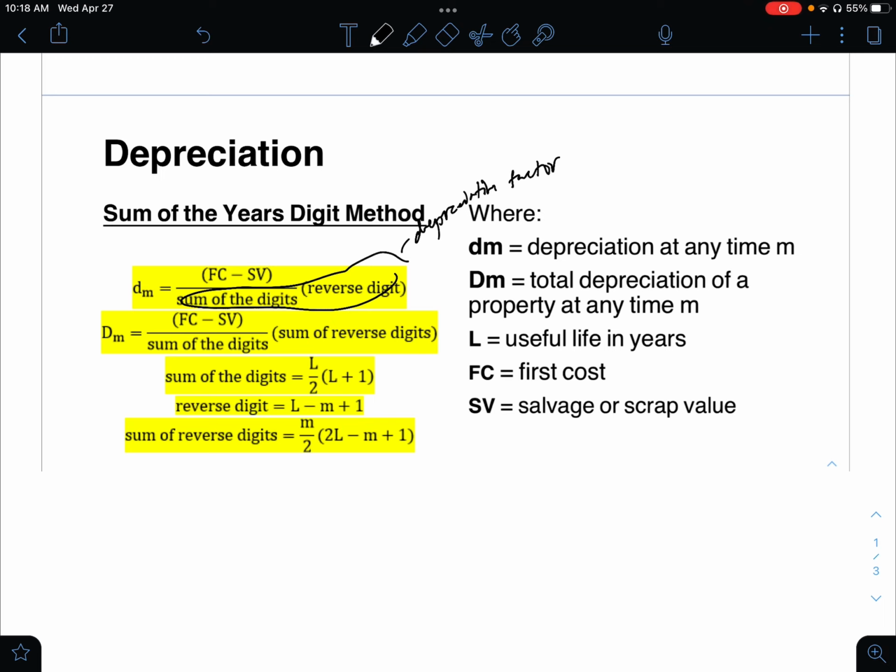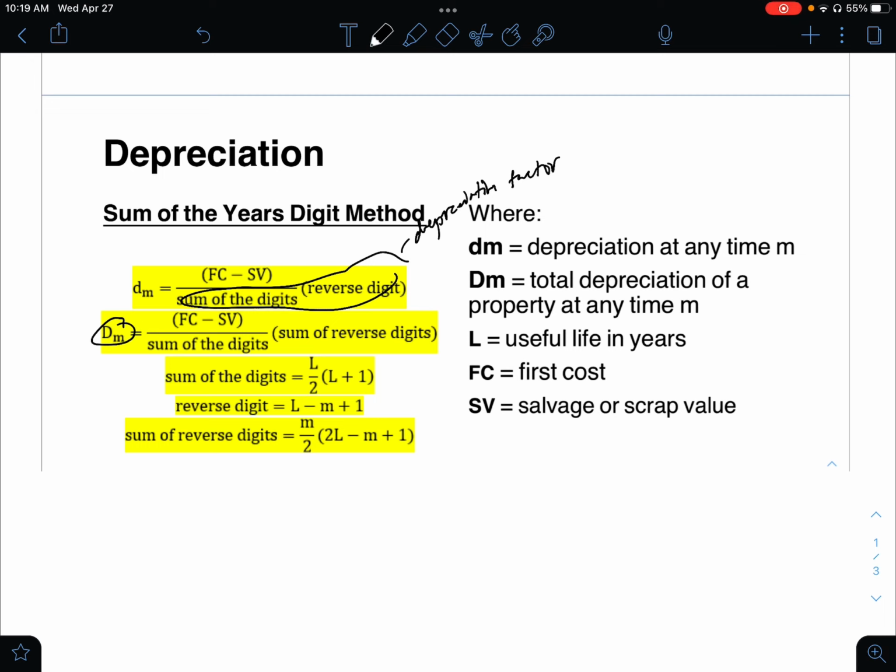Before that, let's talk about the total depreciation of any property at any time M. That's first cost minus SV over the sum of the digits, times the sum of reverse digits. So what are the reverse digits, the sum of the digits, and the sum of reverse digits?